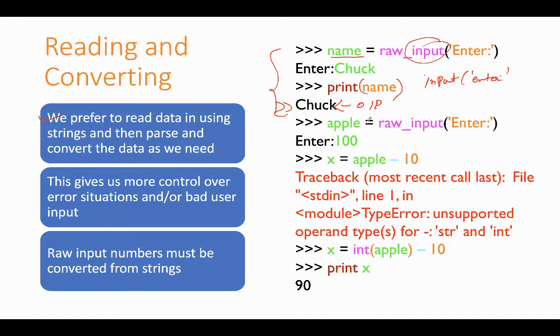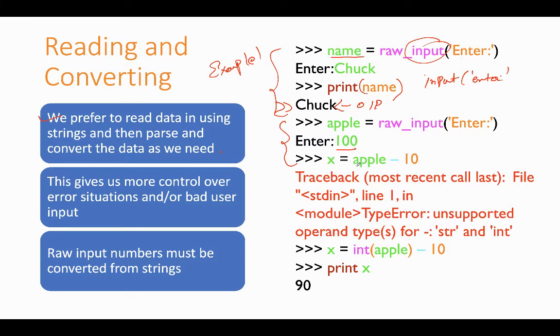Okay, based on that second example, this is your example 1, and this is your example 2. Here in example 2, I am going to declare apple equals raw_input, enter. The value entered is 100, and we want to compute a subtract operation on this: x equals apple minus 10.